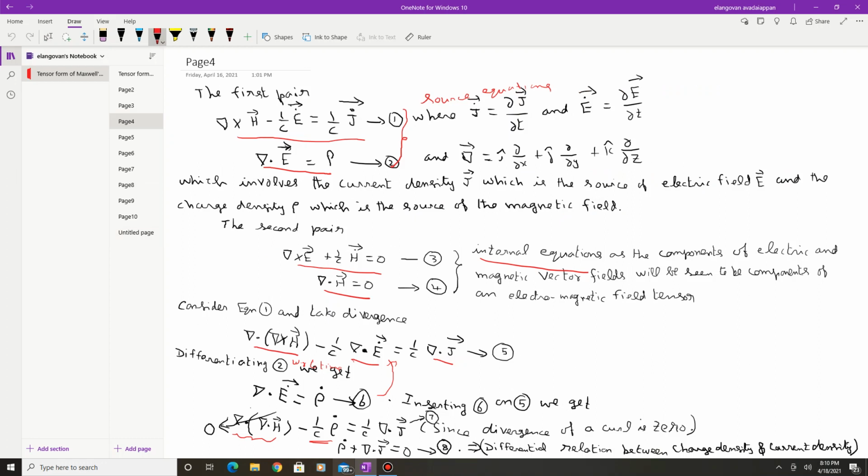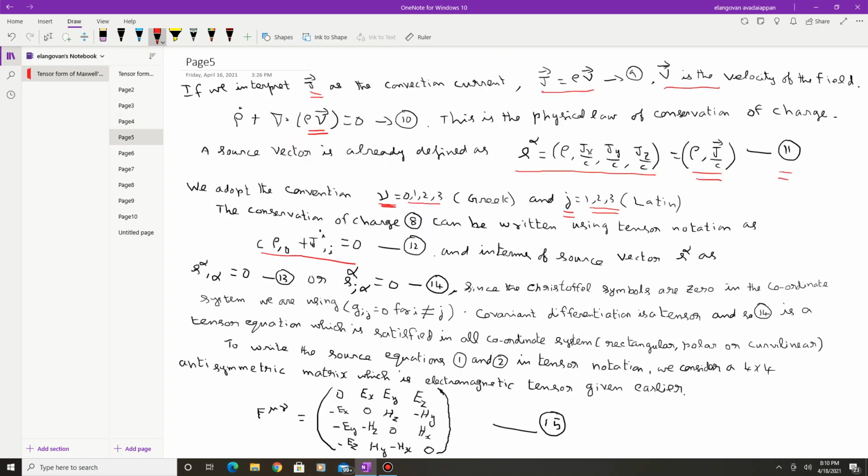So this is your equation 8. You refer to equation 8, and equation 8 can be written in this form by using the definition of the source vector. So by using the definition of equation 11, you can write down equation 8 in this form: c rho comma 0 plus j_i comma i, where i runs from 1 to 3.